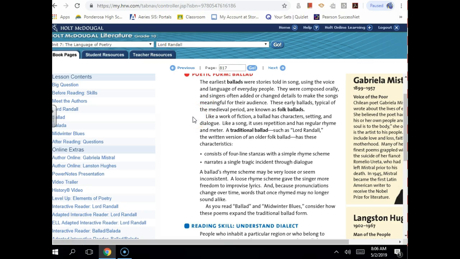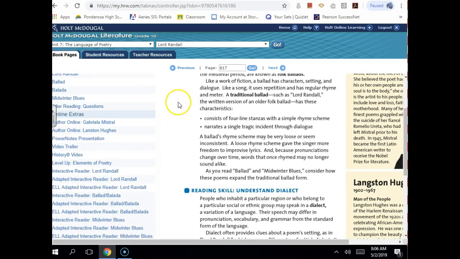Like a work of fiction, a ballad has character, setting, and dialogue. Like a song, it uses repetition and has regular rhyme and meter. A traditional ballad, such as Lord Randall, the written version of an older folk ballad, has these characteristics. It consists of 4-line stanzas with a simple rhyme scheme and narrates a single tragic incident through dialogue, okay?